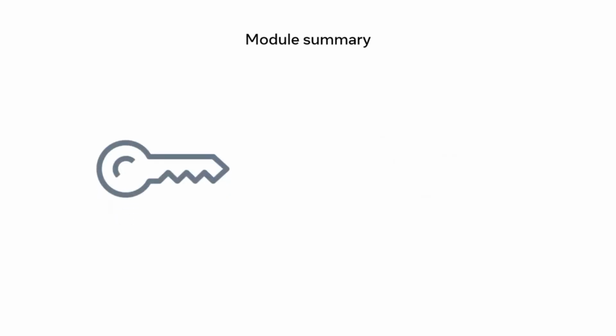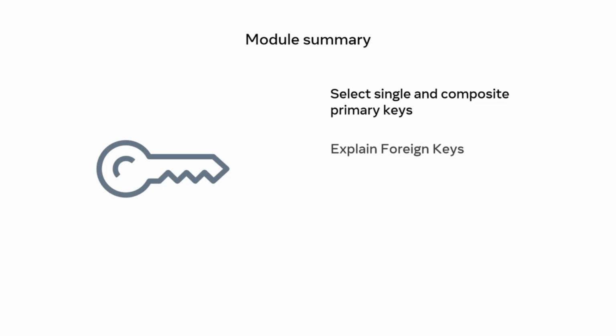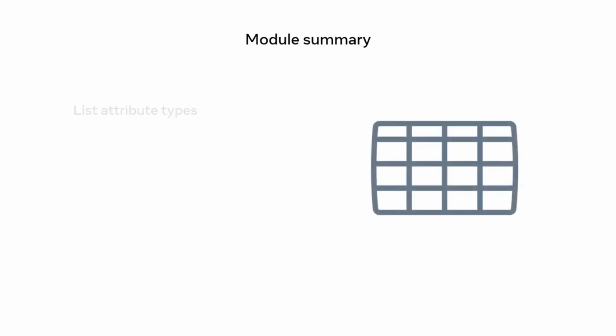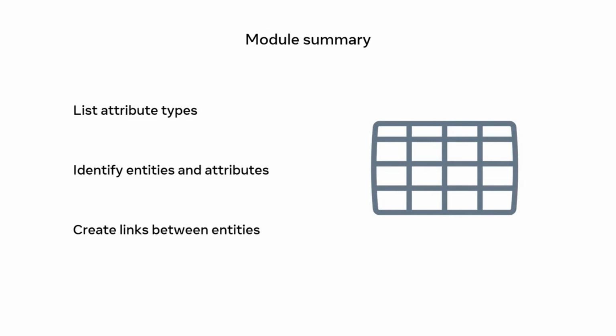And you should now also be able to demonstrate how to select a single primary key and a composite primary key, describe the purpose of a foreign key, connect tables using a foreign key, and summarize the meaning of entities in a relational database. Furthermore, you should now be able to list different types of attributes, identify entities and their attributes, and create links between entities.